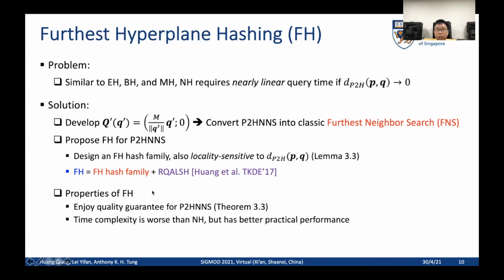We also analyze the properties of FH and show that, similar to NH, it enjoys a quality guarantee for point-to-hyperplane NN search. Even though its time complexity is worse than NH, it has better practical performance based on our experimental results.